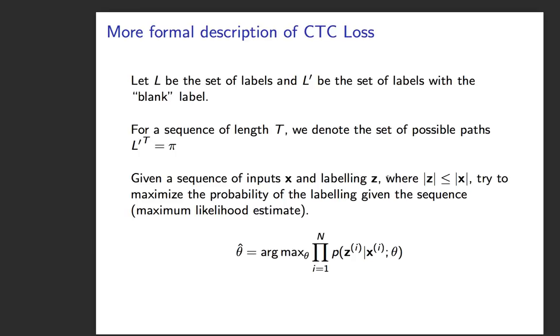So as I talked about before, the original set of labels is L, and L prime is the set of labels with the blank label. Then we're going to define a sequence of variable length T as L prime to the T. We're going to call it pi. Given our input and a labeling, the size of the labeling can be less than or equal to x. As we showed, they can collapse, but you could also have a labeling that's the same length as your sequence, but obviously no greater.